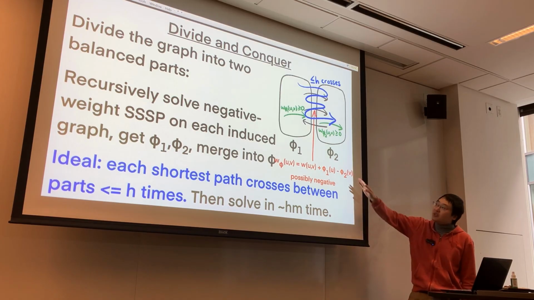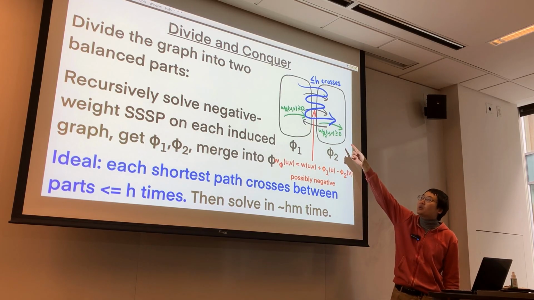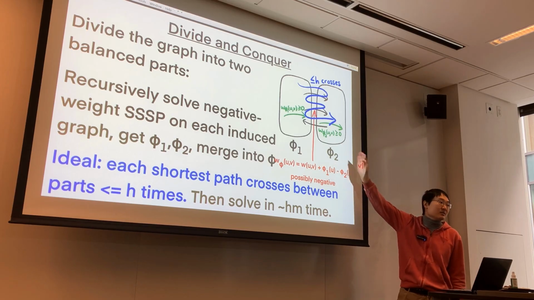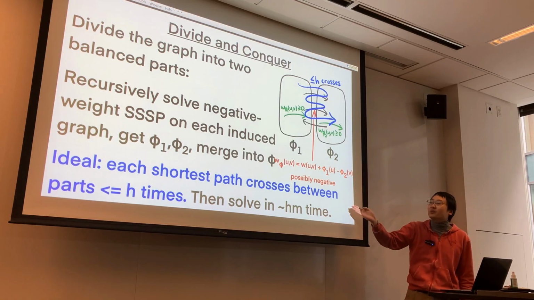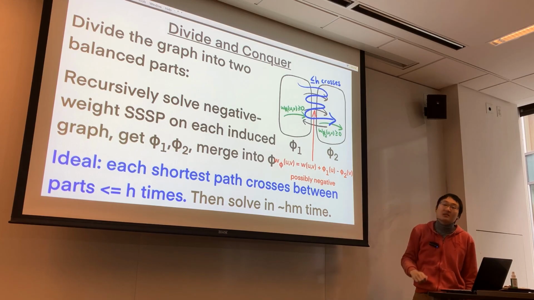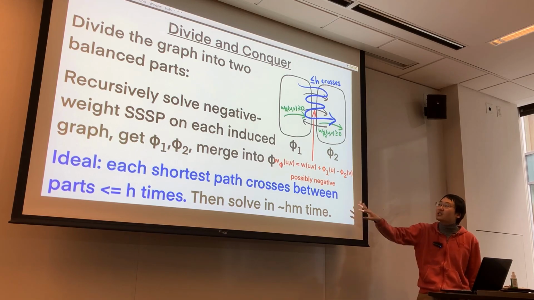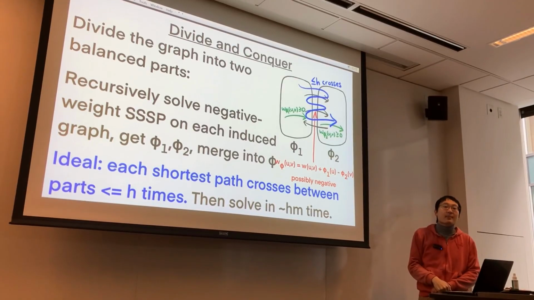What does that mean? That means that after the reweighting, this path has at most H non-negative edges. And therefore, we run the special case from the previous slide to solve this. Are there any questions about this?